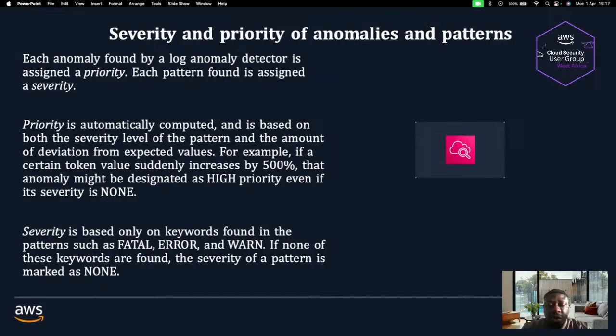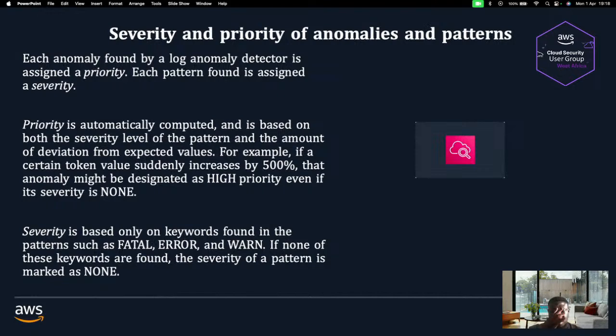For example, an anomaly might be if a certain token increases by 500%, just like in this scenario, which I used from 500 MB to like 5 gig. And of course, that is a very high deviation from the normal amount of files that are usually copied. That anomaly might then be designated high priority, even if the severity is none.